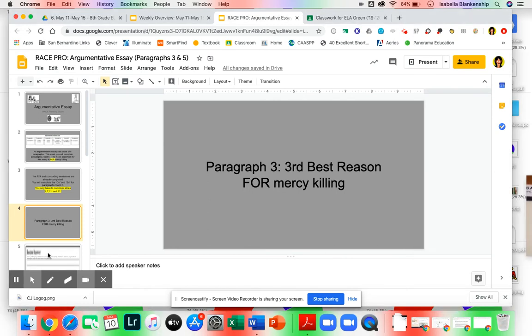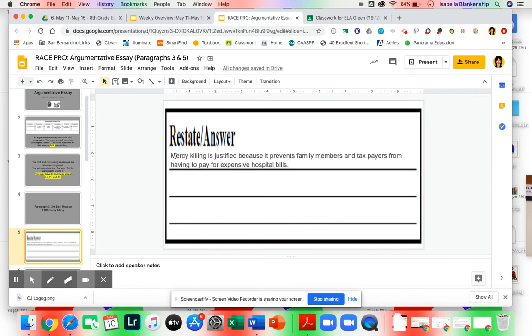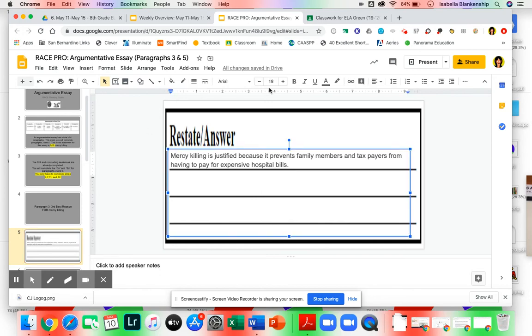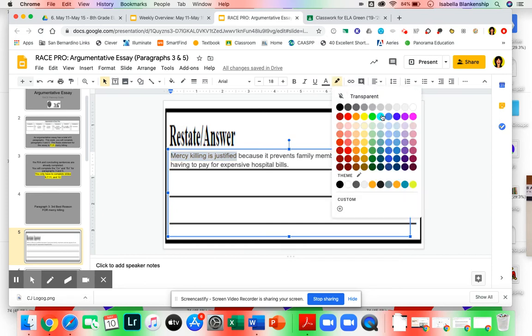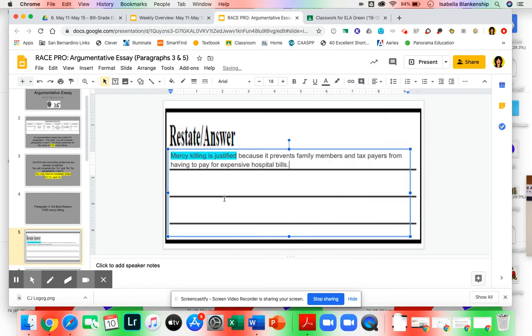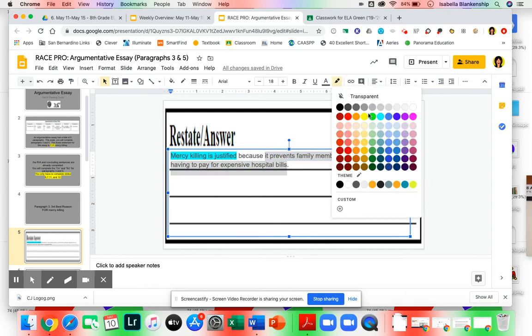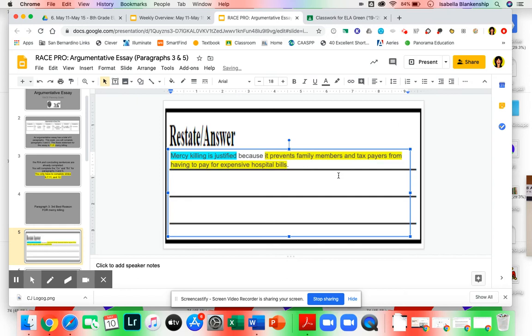All right, so we're going to start with the restate and answer. And this is what you guys need to know moving forward. Mercy killing is justified. Remember, that's our restate. I'm going to go ahead and just highlight it in blue for you so you see it. Mercy killing is justified because, and then we're listing one reason here. It prevents family members and taxpayers from having to pay for expensive hospital bills. So that is the reason you're going to be focusing on for this paragraph.